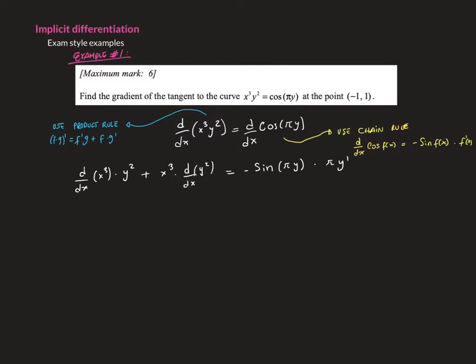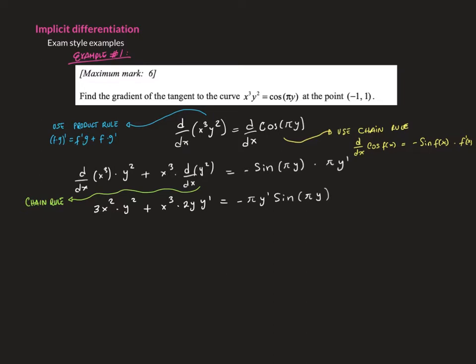The derivative of x^3, going back to the left hand side, is 3x^2 times y^2 plus x^3, and the derivative of y^2 is 2yy', and that should be equal to minus πy' sine of πy.